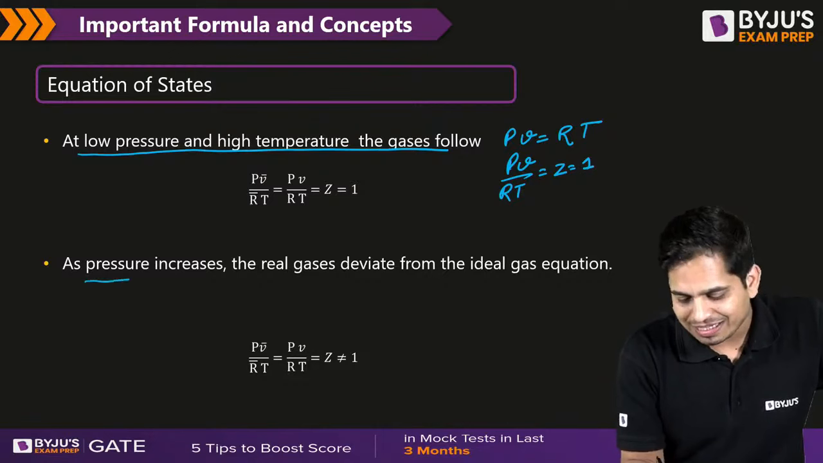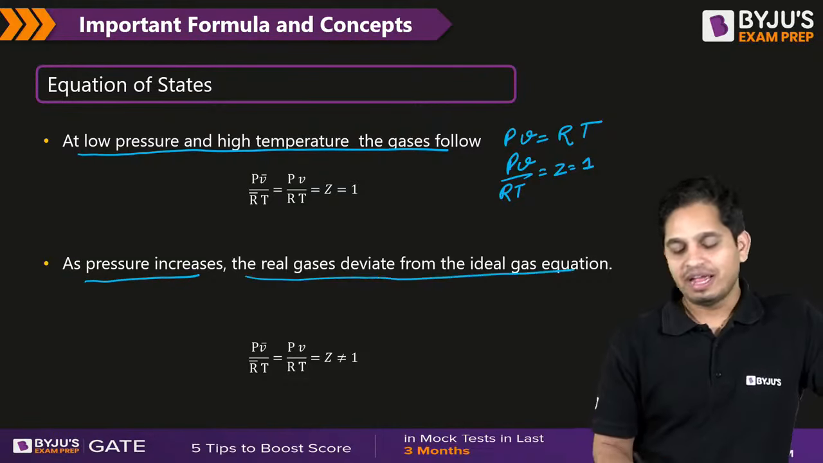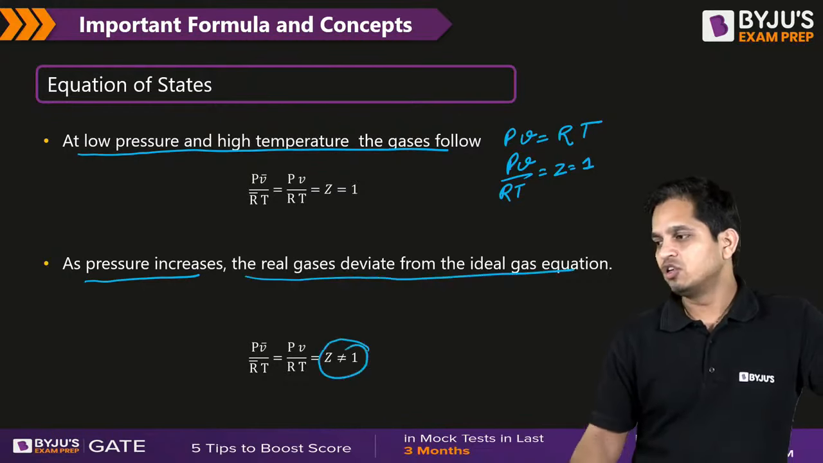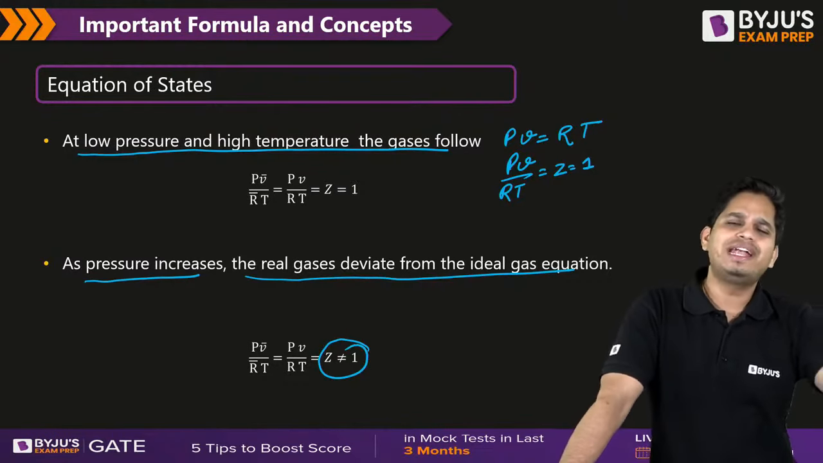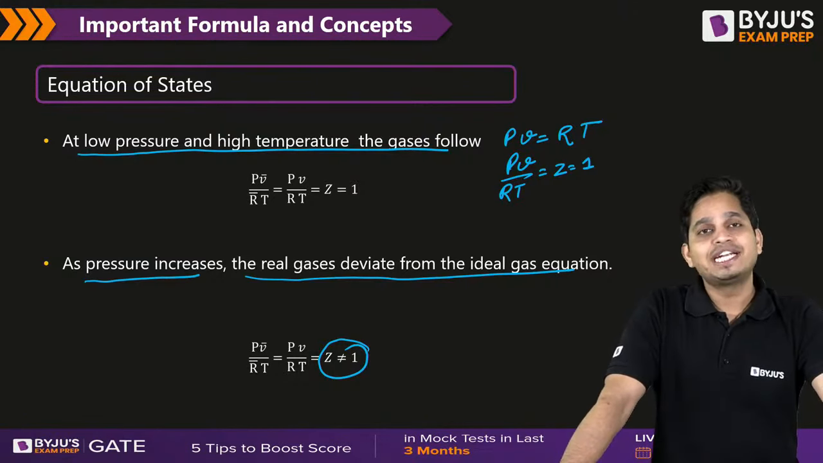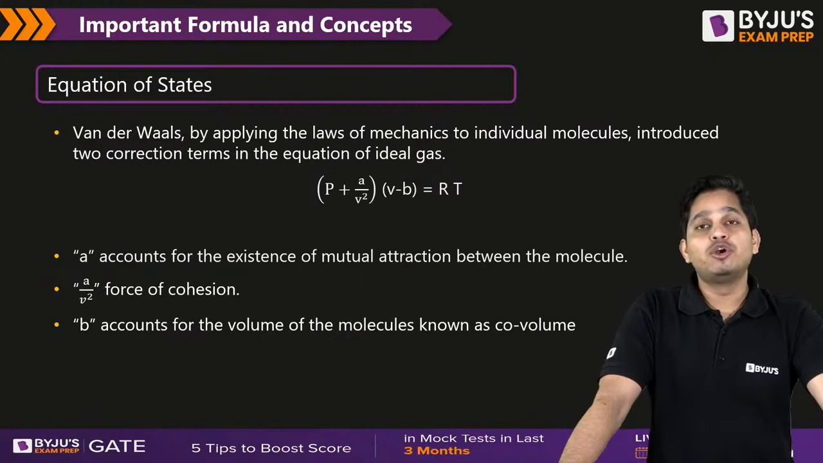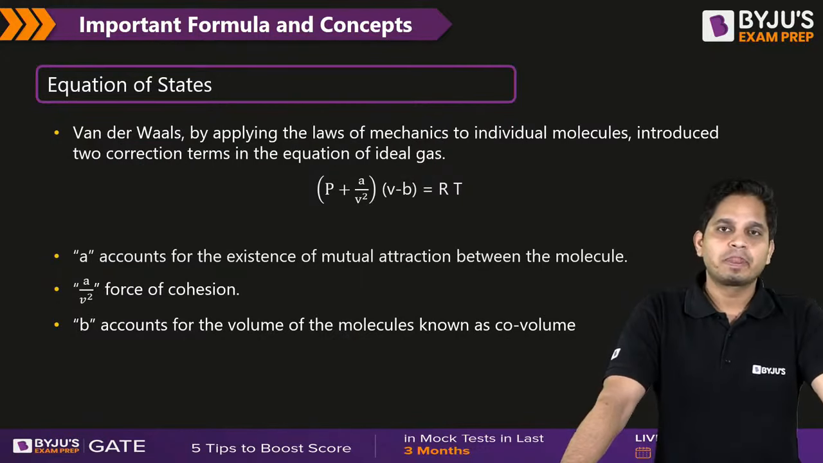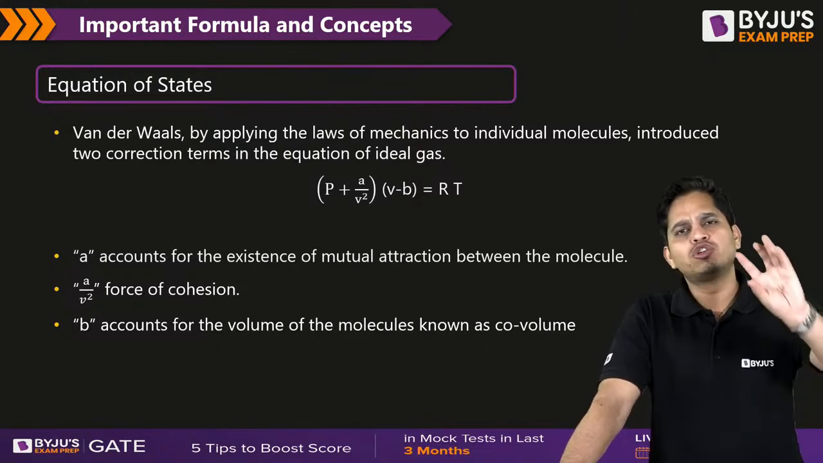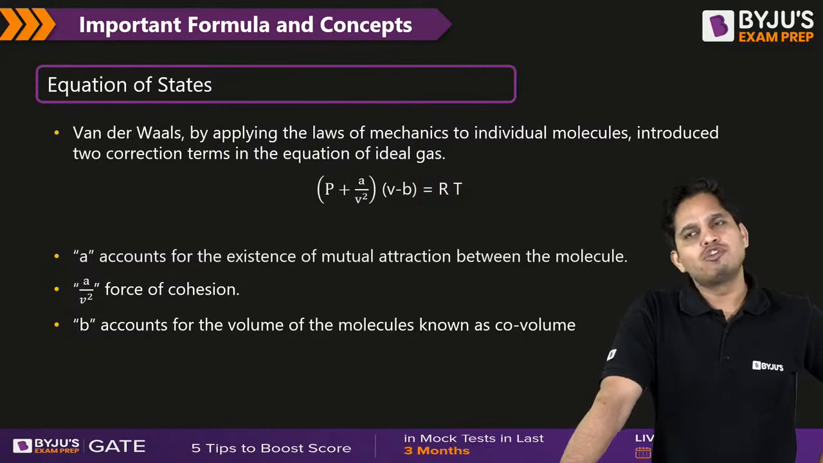As pressure increases, real gases deviate from the ideal gas relation, and Z is no longer equal to 1. It deviates from 1. So then what will you do when it deviates from 1? Then in the question they will give you some relation between pressure, volume and temperature.